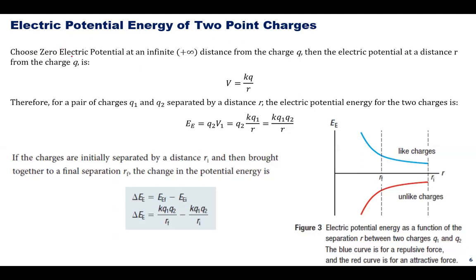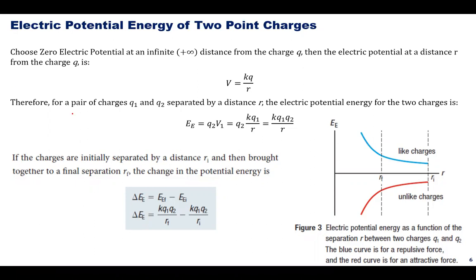Also, you can think of this as illustrated here in this lecture slide. You can choose zero electric potential at infinity. From the charge Q, then the electric potential at the distance r from the charge Q is given by V equals kQ over r, right? We have just talked about that in the previous slide.